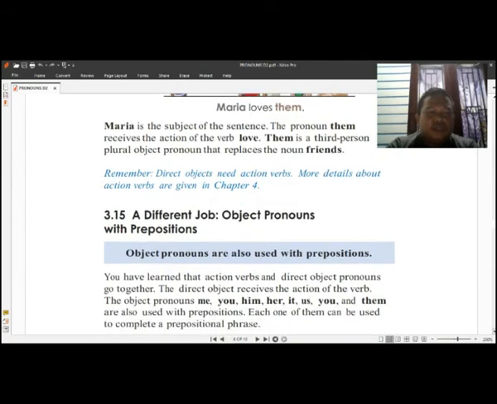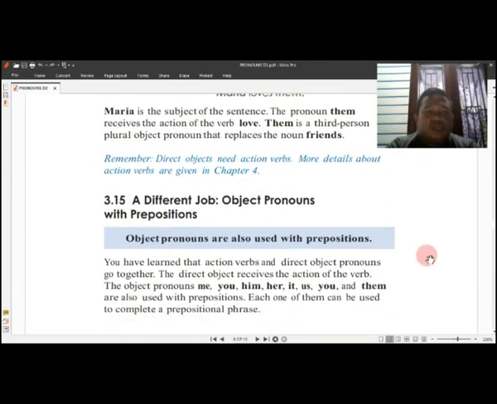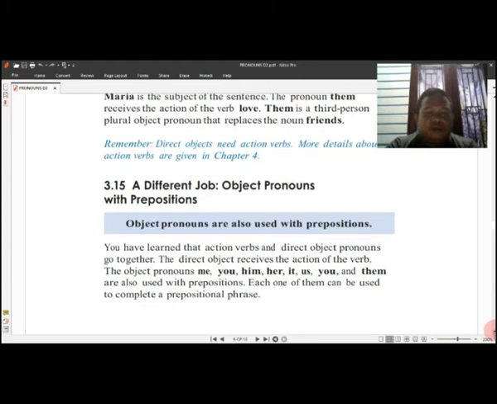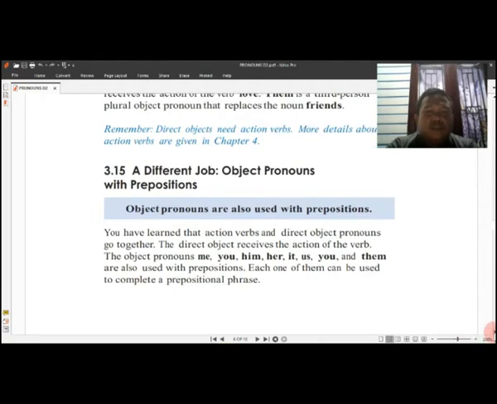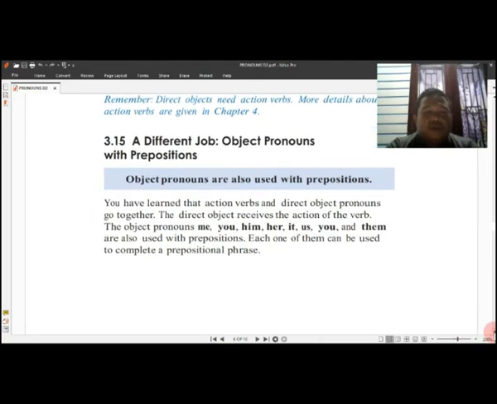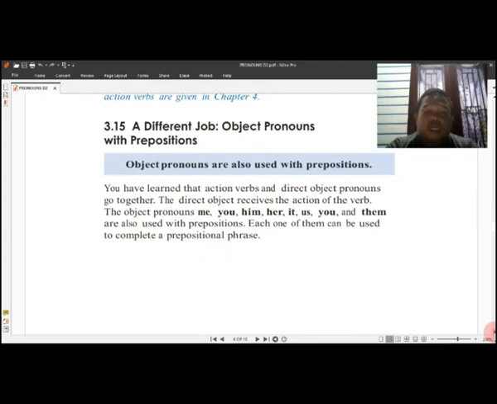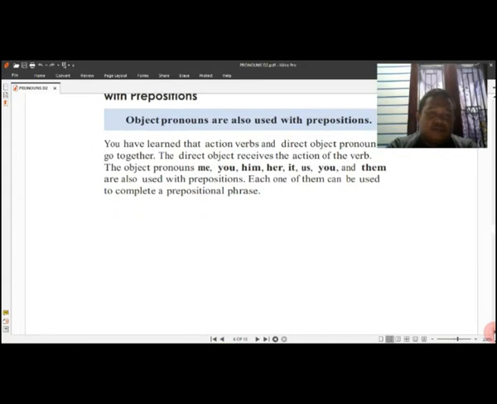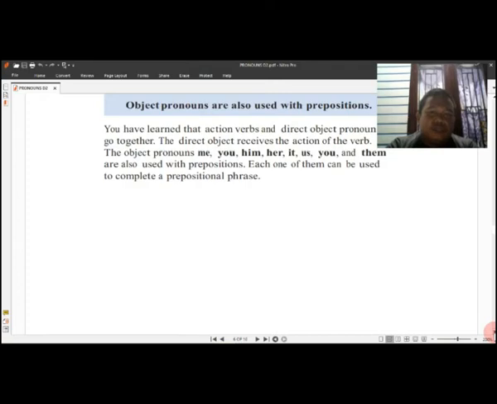Okay, we jump to the next part, 2.15, object pronouns with prepositions. We haven't learned about prepositions yet, so maybe we can just skip this one. Maybe some of you already know some prepositions like in, at, on, but I think this is not the right time to talk about this. But let's just discuss this.